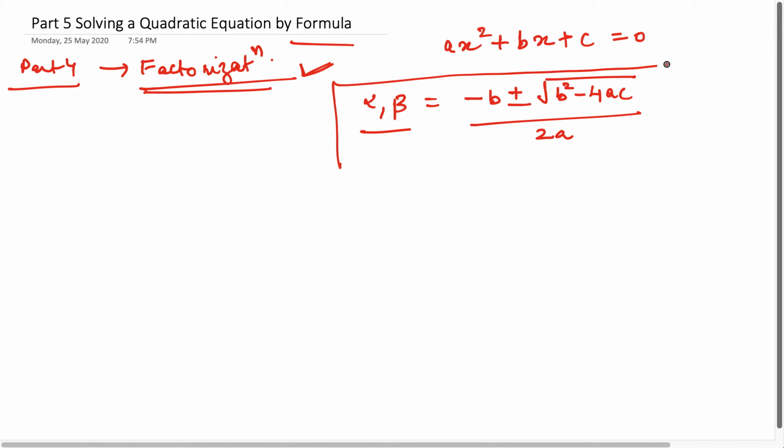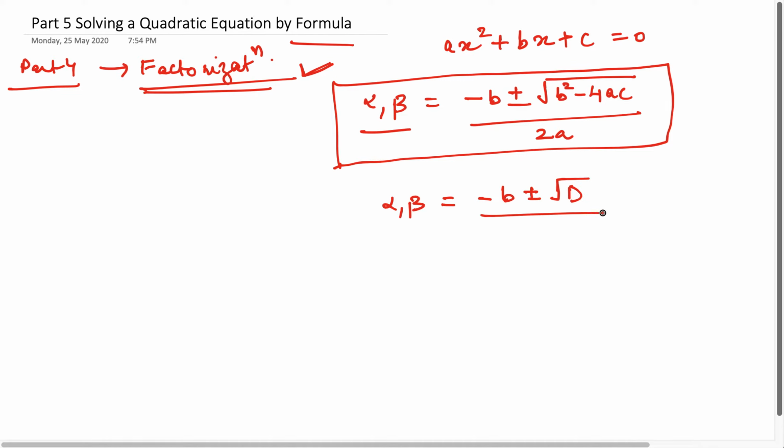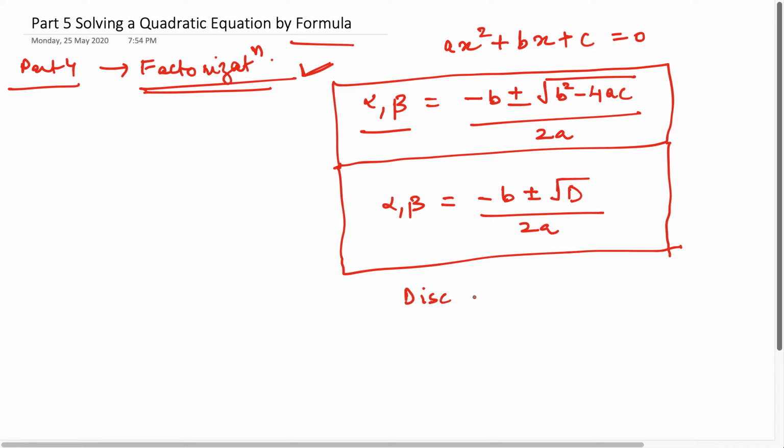You should remember this formula really well and apply it and see how we get the solutions. Some books also write this as alpha and beta equal to minus b plus minus root of D, the whole thing divided by 2a. This is also correct because in one of the previous videos we studied that the discriminant D is equal to b square minus 4ac. So you should remember these three elements really well.